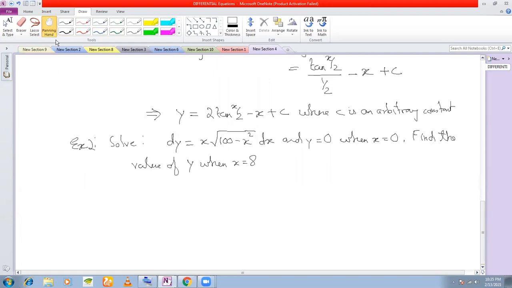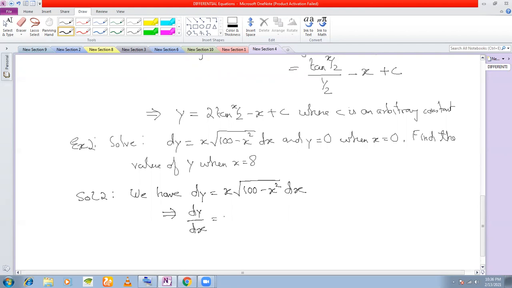Okay, so now this is a differential equation which we see can be written as, so we copy the differential equation first. We have dy is equal to x root 100 minus x square dx. So that means if I divide both sides by dx, I can write this as dy/dx is equal to x root 100 minus x square.